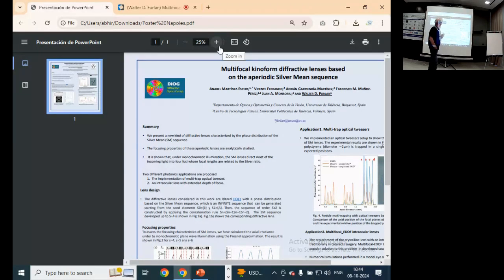As a brief summary of my presentation, I will present this kind of new type of sequences, which is the silver mean one.